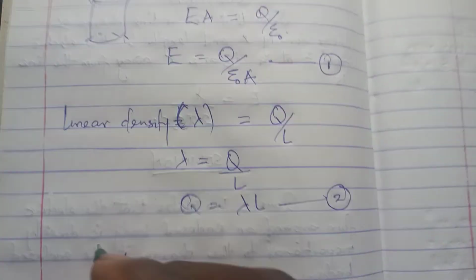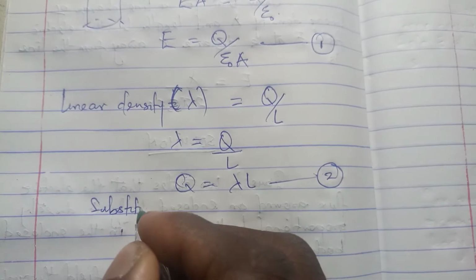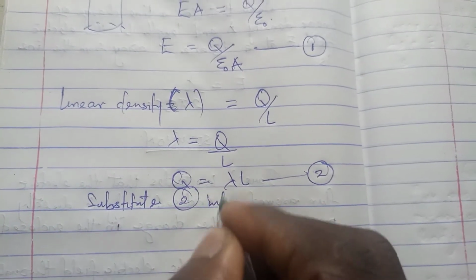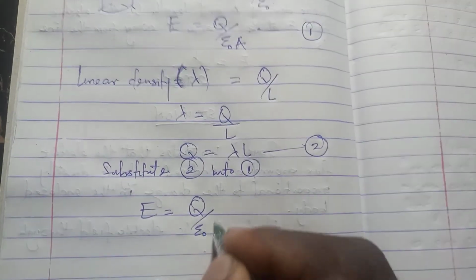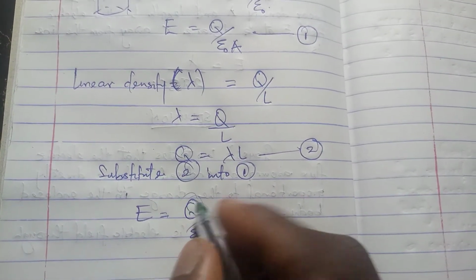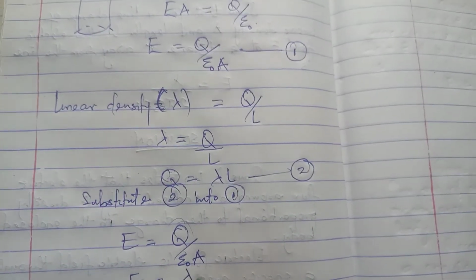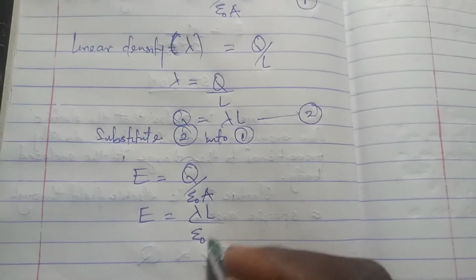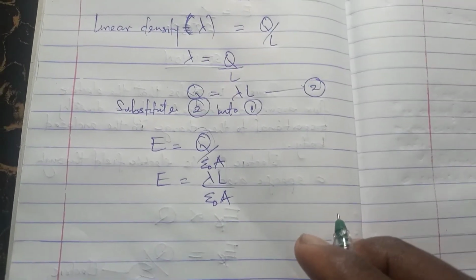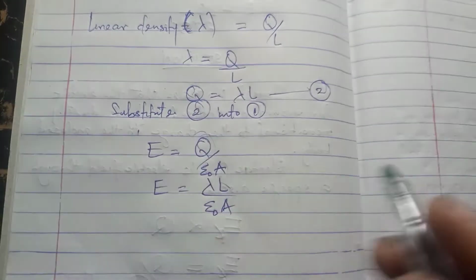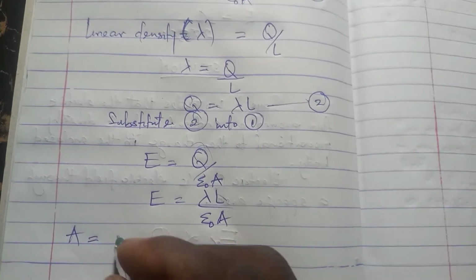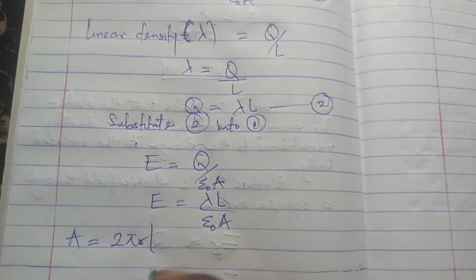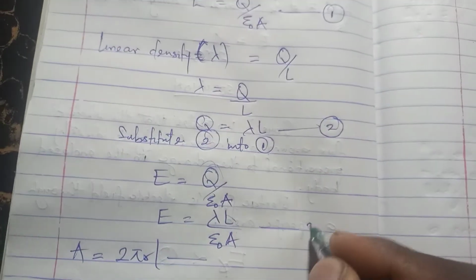Now if you put 2 inside 1, substitute 2 into 1, 1 will now become lambda L over E naught A. Sorry, let me place my camera well. Okay, 1 becomes this. Now something is left. We are dealing with a cylinder, and the area of a cylinder in this case, we're going to use 2 pi r L. Let's call this 3, let's call this 4.